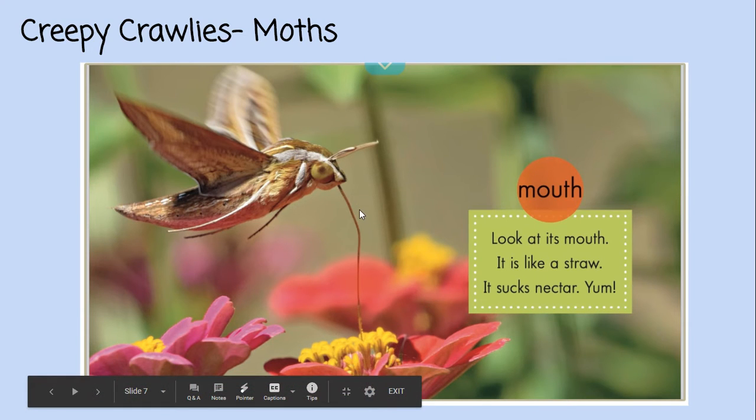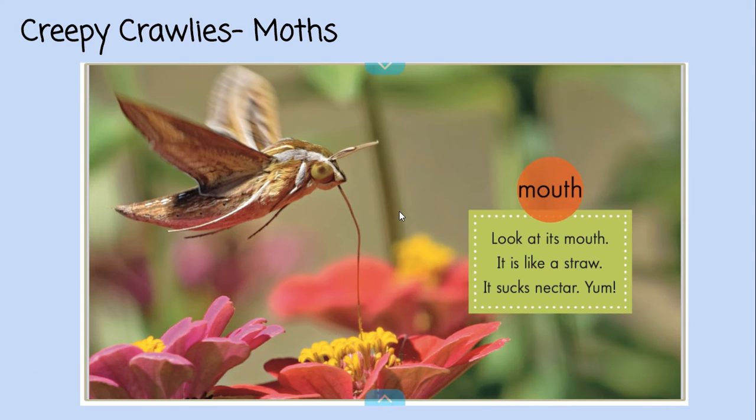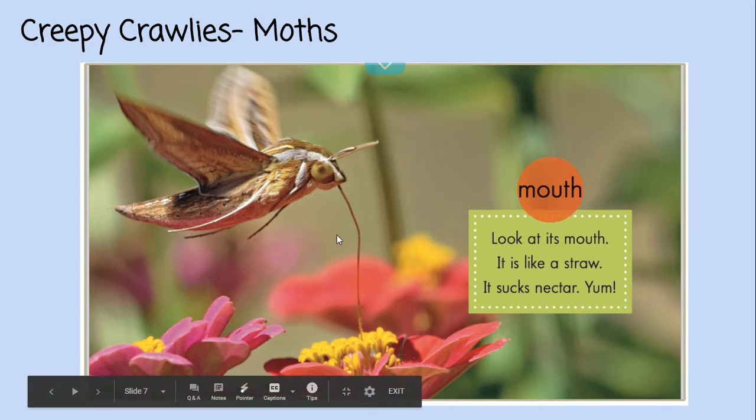Mouth. There goes that mouth. It says, look at its mouth. It's like a straw. It sucks nectar. Yum. Who remembers that word that comes from the mouth that looks like a straw? Do you remember? The hibiscus. Great job. You remember that.